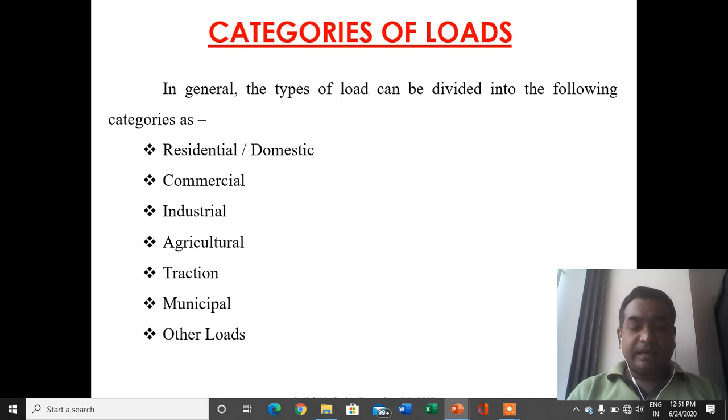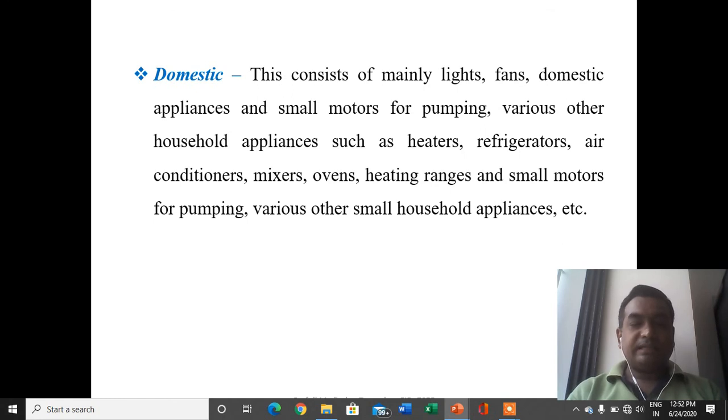Electrical loads are categorized according to their place of application. They are residential or domestic loads, commercial loads, industrial loads, agricultural loads, traction loads, municipal loads, and those which do not come under these categories are termed other loads. Now let us see each category in detail.